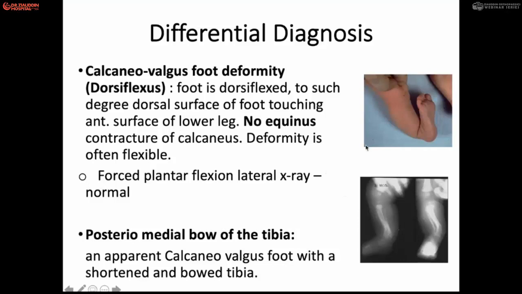There are two most important differential diagnoses. One is calcaneovalgus foot. Here you can find not a rocker bottom, but a foot that is dorsiflexed like a planus foot instead of a rocker bottom. The foot is dorsiflexed to such a degree that the dorsal surface of the foot touches the anterior surface of the tibia. And most of the time you can find these children have a physiological type of deformity because of the late development of the Achilles tendon. Once the Achilles tendon has good forces and with good physiotherapy, they become normal.